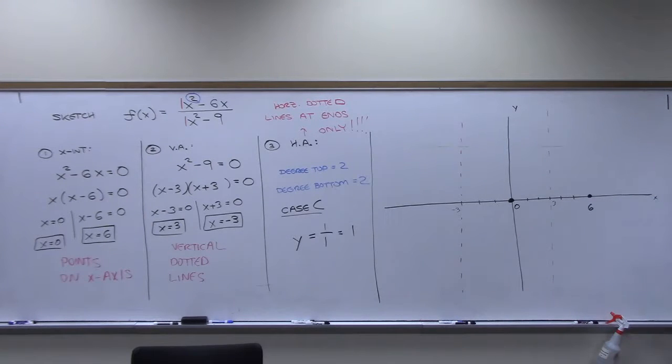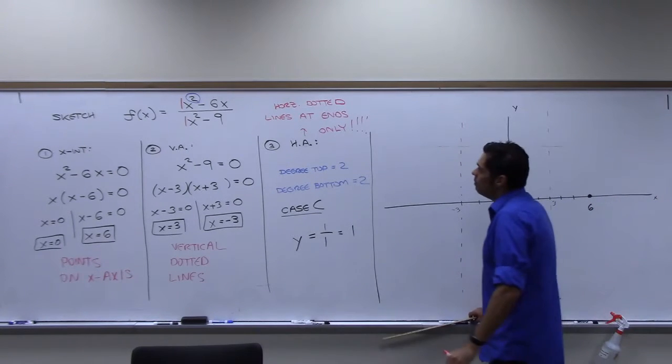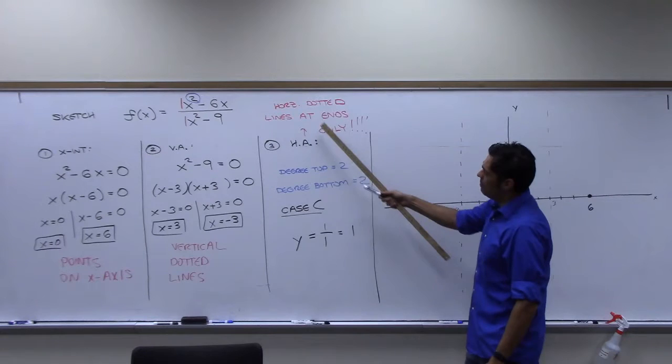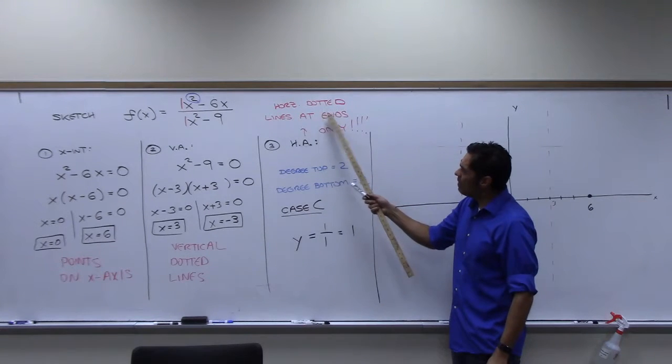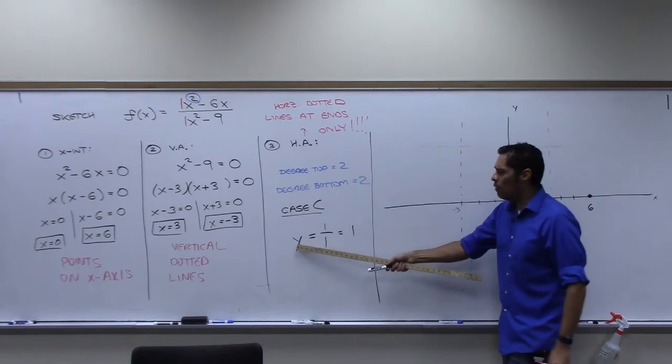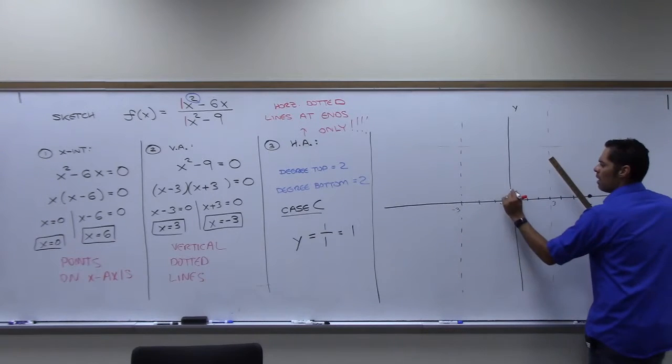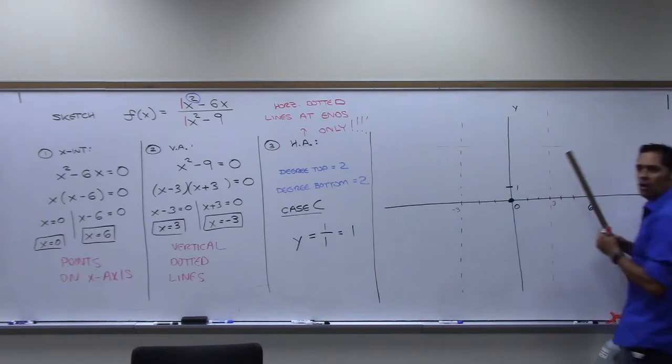All right, we're getting there. One more thing. Horizontal, which is going to be a horizontal dotted line that I draw only at the end of my graph, but it's going to be y equals 1. So here's y equals 1. Everyone agree with that? That's y is 1.